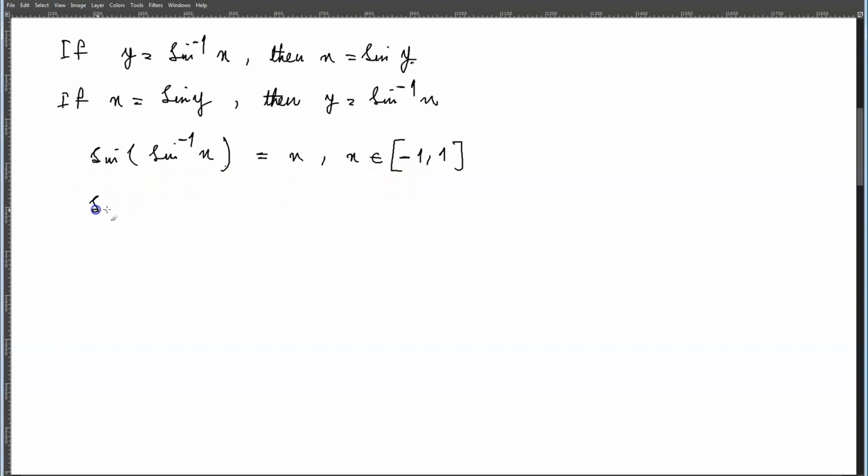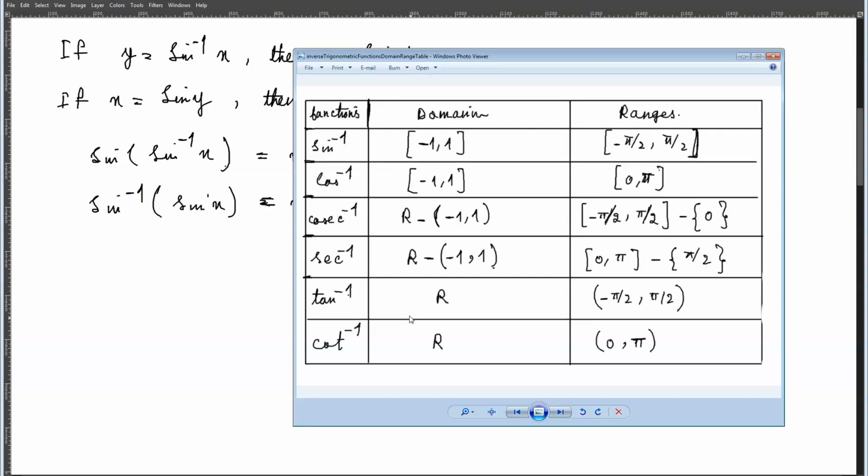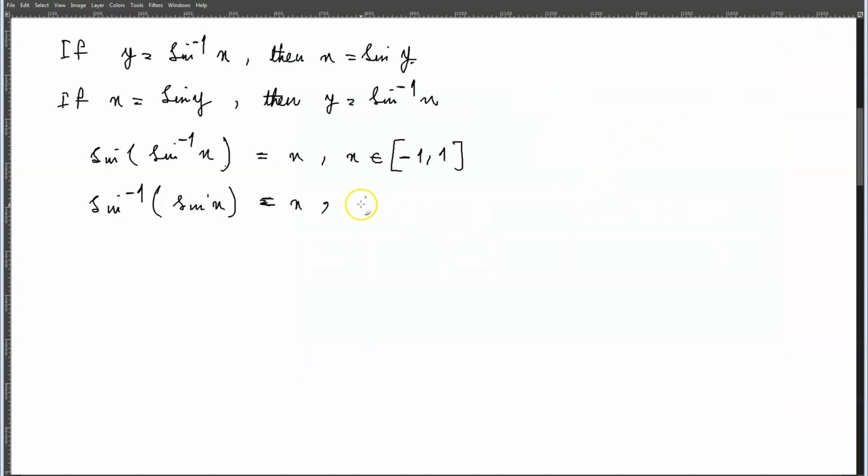And also you can say that the sine inverse of sine of x is also equal to x, here x being an angle that belongs to the range of the sine inverse function, which is -π/2 to π/2, right? So x belongs to [-π/2, π/2].